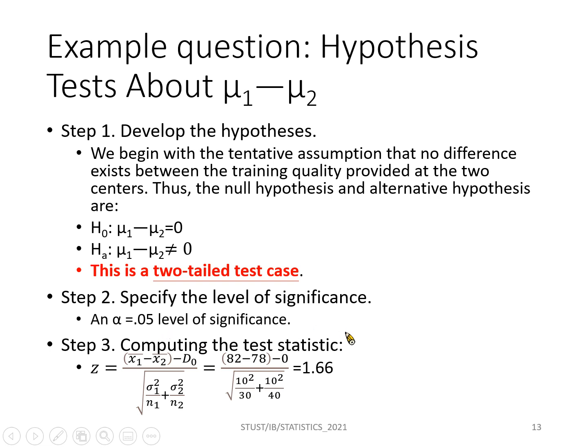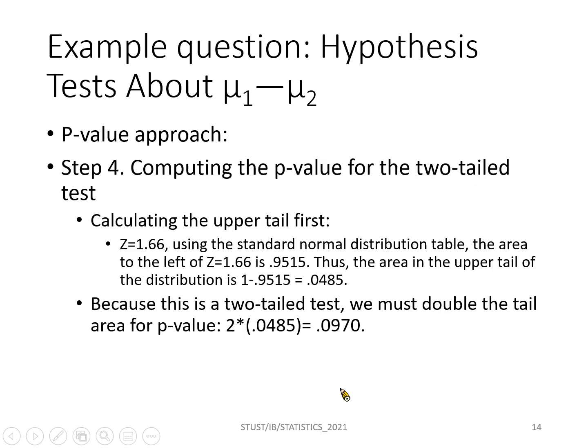So the third step is to compute the test statistic. Follow the formula you learned for the z, because it's a normal distribution condition. Based on the formula you learned, you can calculate the z-value, which is 1.66. Now the fourth step: if you would like to use the p-value approach, then you have to compute the p-value for the two-tailed test.